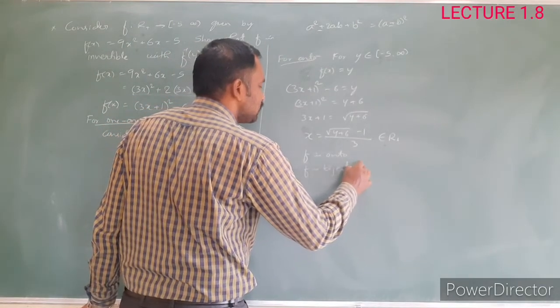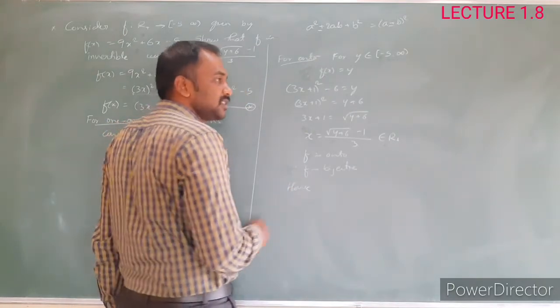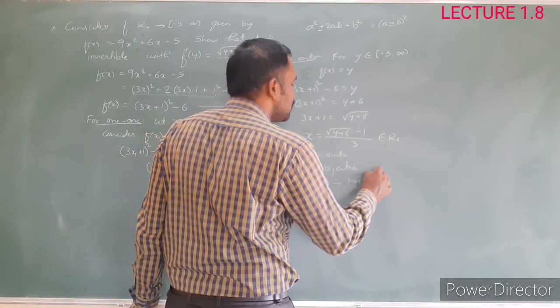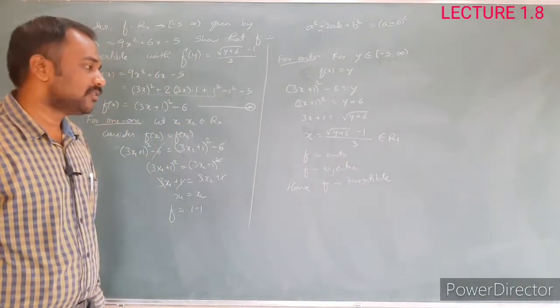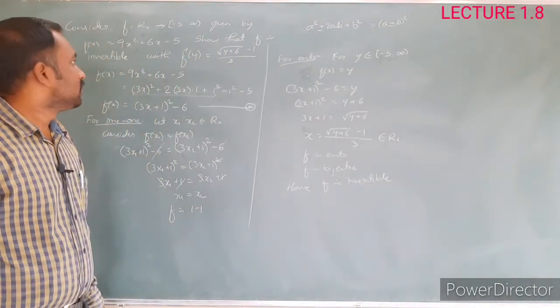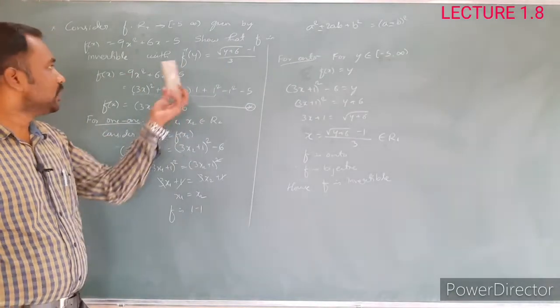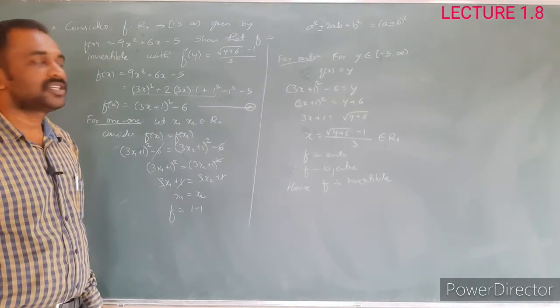If it is bijective, it means the inverse exists. So f has an inverse, or f is invertible. What is an invertible function? A function that has an inverse is said to be an invertible function. Now we have shown that it is invertible, with f inverse of y equal to root of y plus 6 minus 1, divided by 3.